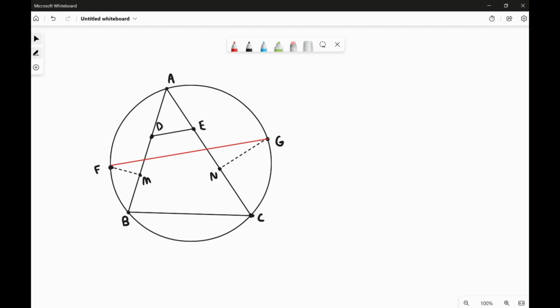Hello everyone, and in this video we're going to be taking a look at the 2018 IMO Problem 1. And here's how it goes. Suppose you have points D and E on sides AB and AC of triangle ABC, such that AD equals AE.